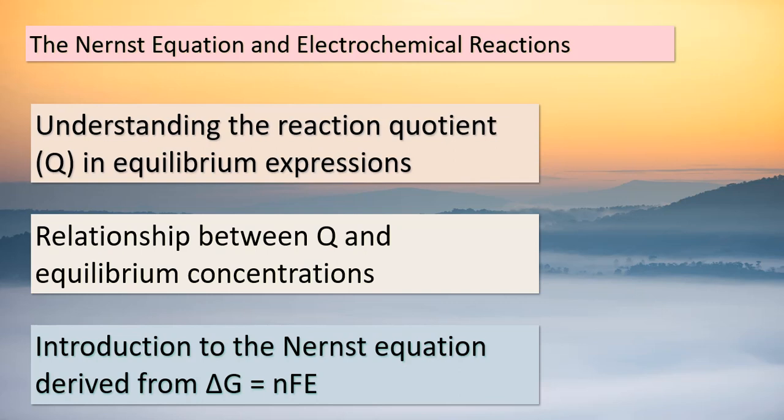Now, if we recall ΔG equals -nFE from equation 20.11, we can insert this into equation 20.15. Doing so yields an interesting result: -nFE equals -nFE° plus RT ln Q. But what does this mean? Well, by solving this equation for E, we arrive at a significant equation known as the Nernst equation: E equals E° minus RT/nF ln Q.